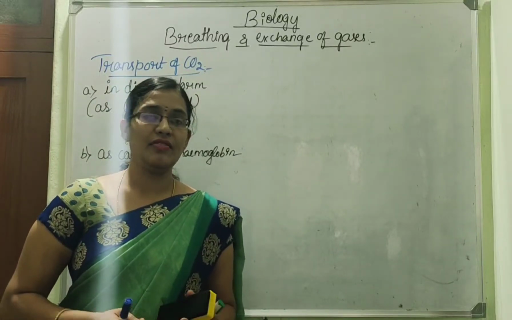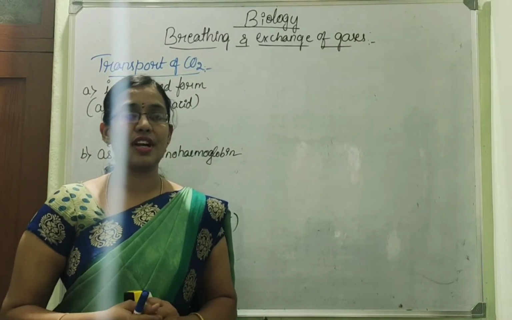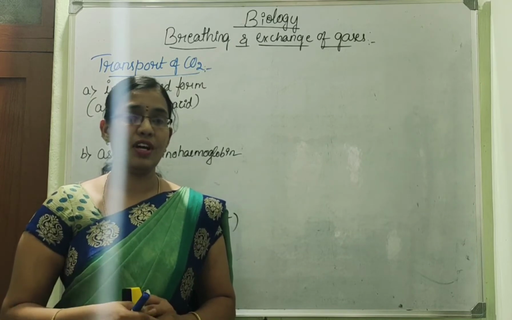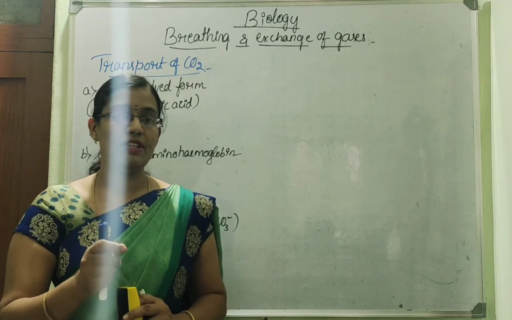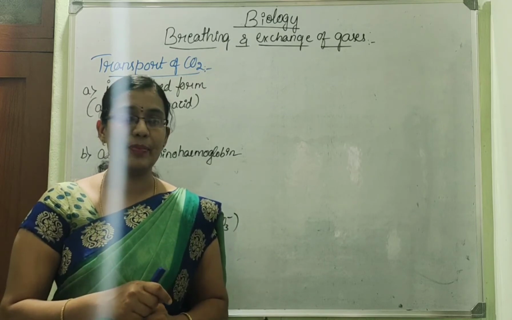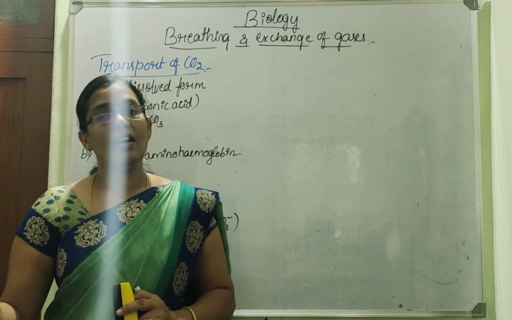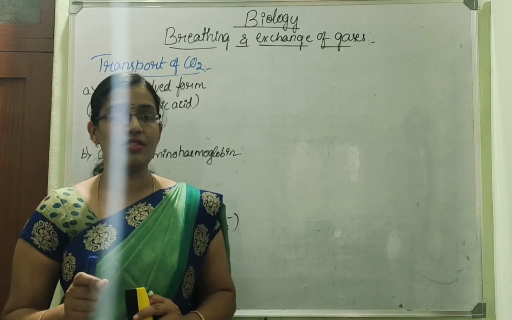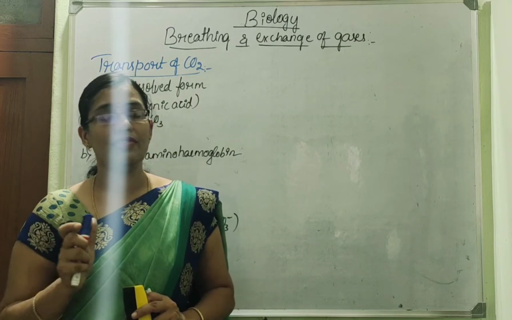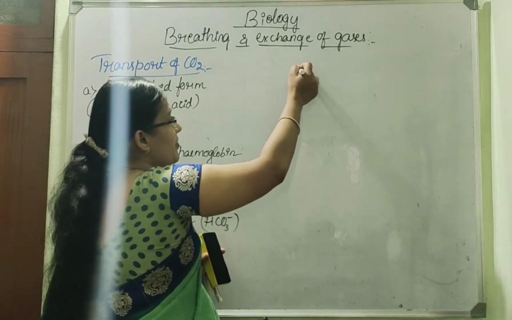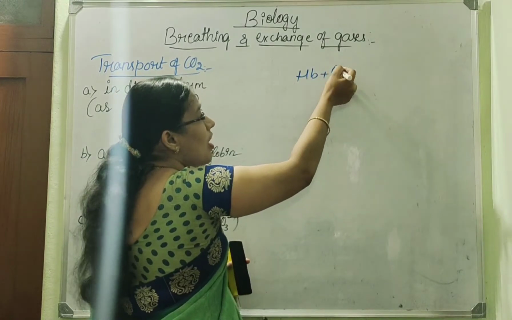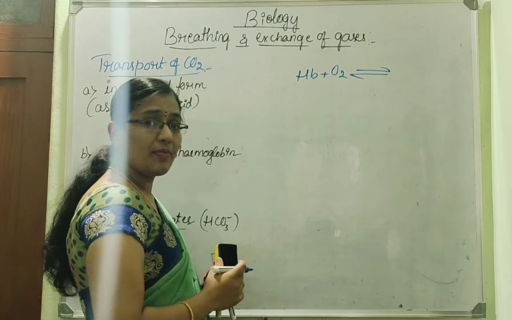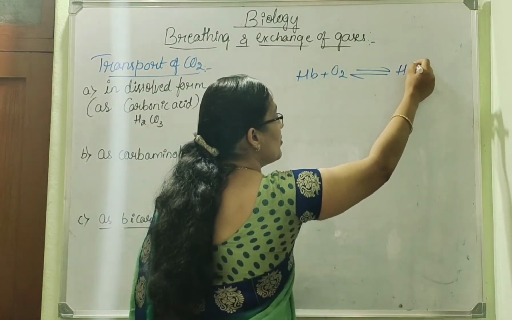So in the last session we have discussed how the oxygen is transported to the tissues. Oxygen is transported in two ways. One as dissolved form. Only 3% of oxygen dissolves in plasma, and in this dissolved state oxygen will reach the tissues. And 97% of oxygen reaches the tissues in the form of oxyhemoglobin. So here what happens? Oxygen binds with the hemoglobin molecule in a reversible way to form oxyhemoglobin.